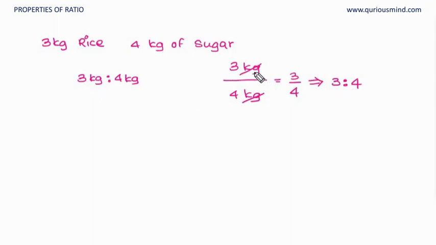Now, as I told you, you must understand that even the units get cancelled. And that gives us the first property of a ratio, that ratio is unitless.